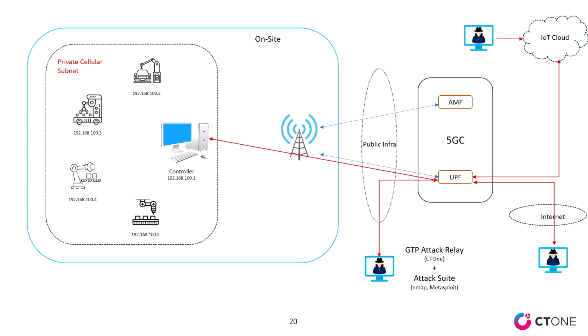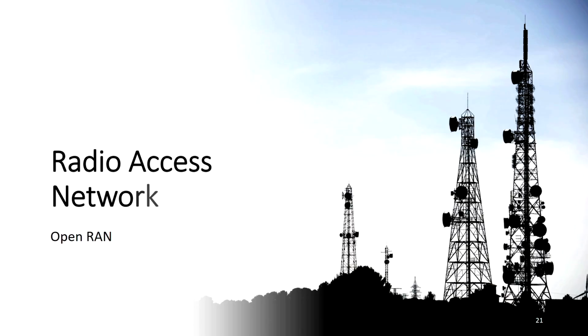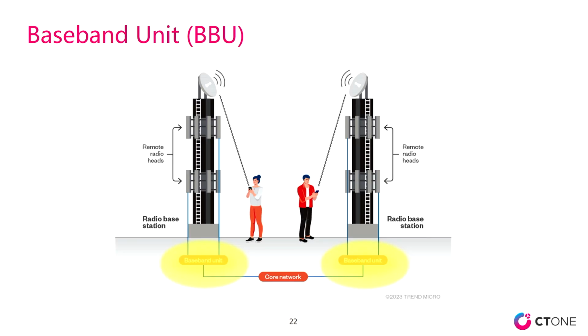Maybe it goes to the router or it goes to the controller first, and from the controller it can reach all the connected devices. So let's move on to RAN. This is the part we are going to talk about.